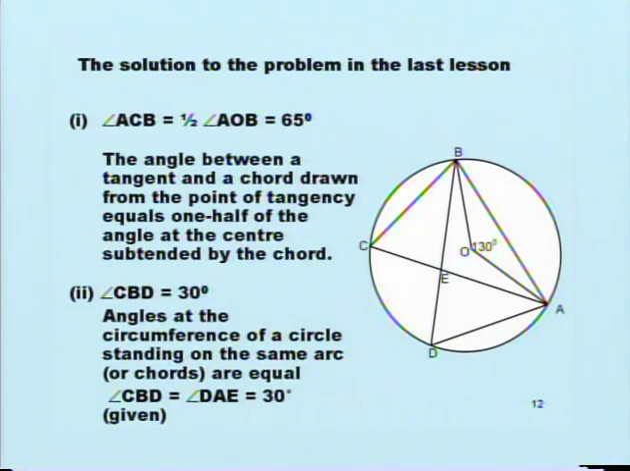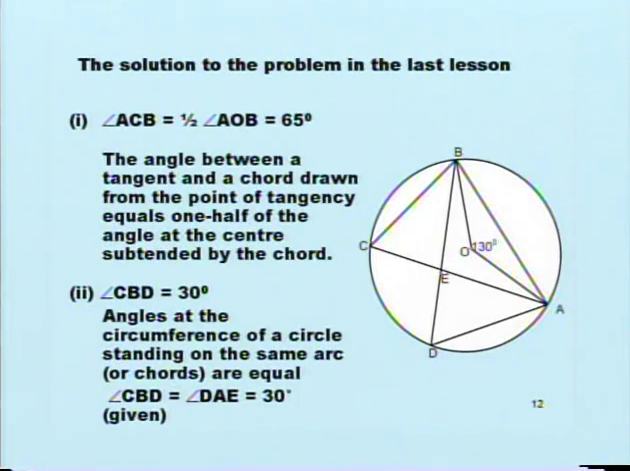The second part, angle CBD is equal to 30 degrees. Reason, angles of a circle standing on the same arc or chord are equal. In this case, angle CBD is equal to angle DAE, which is equal to 30 degrees, and this is given, not written in the diagram, but it is given in the problem.